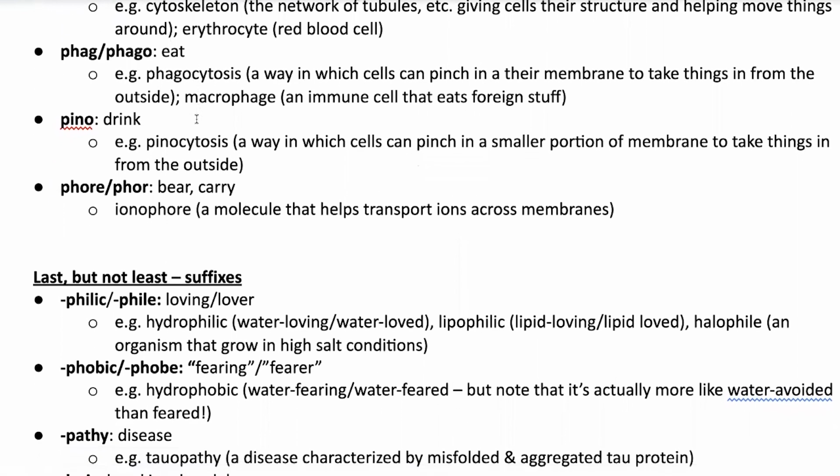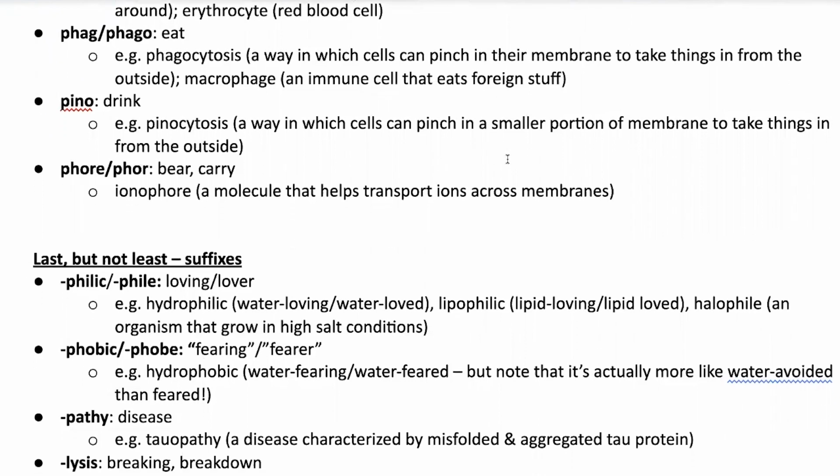Okay, phago, this means eat. So phagocytosis is basically this cool way in which cells pinch in their membrane to take things, take a big bite out of what's outside. There's also macrophages, which are a type of immune cell that eat foreign stuff.